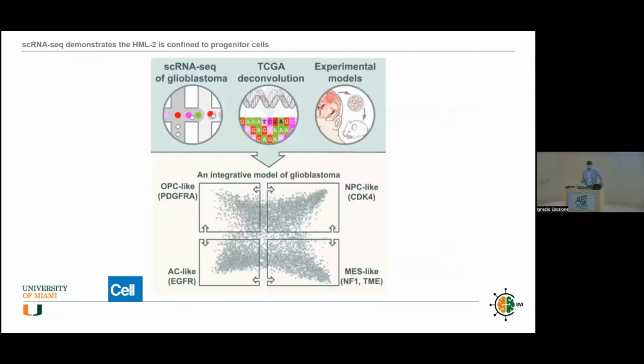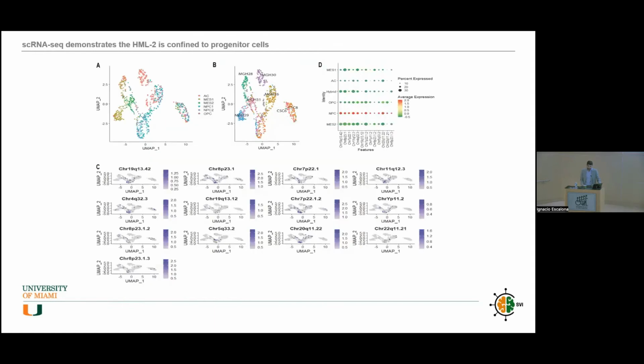So then that's great, but can we show that individual cell populations that are more progenitor-like are also enriched in HERV-K? So we did single cell RNA sequencing of glioblastoma. We took publicly available data and looked to see whether there's enrichment of HML2 in different subtypes of GBM.